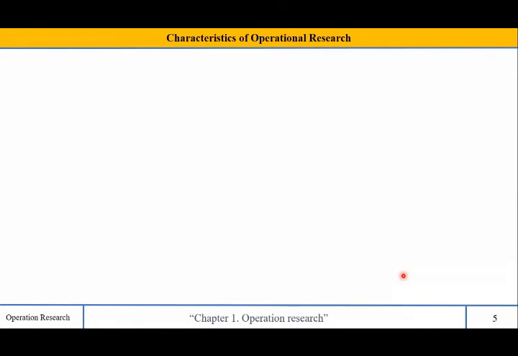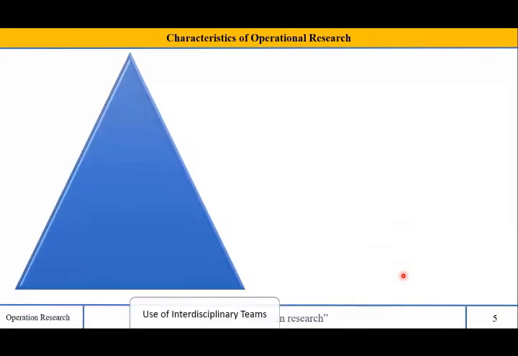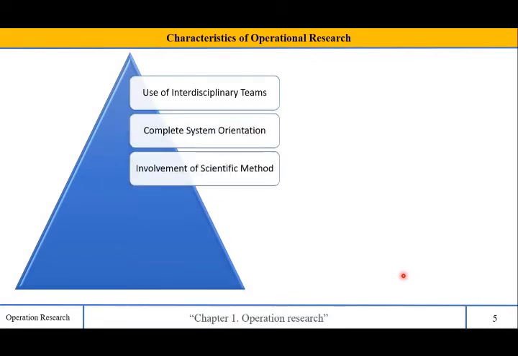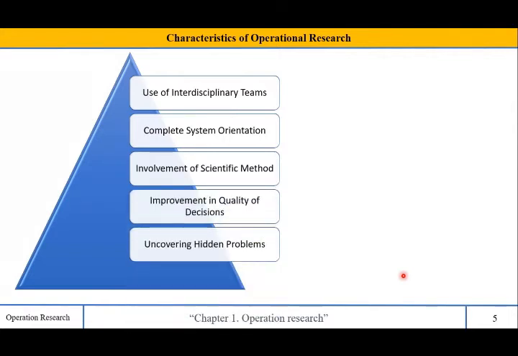Now, what are the characteristics of operational research? Use of an interdisciplinary team, complete system orientation, involvement of scientific method, improvement in quality of decision, and uncovering hidden problems. So these are the characteristics.